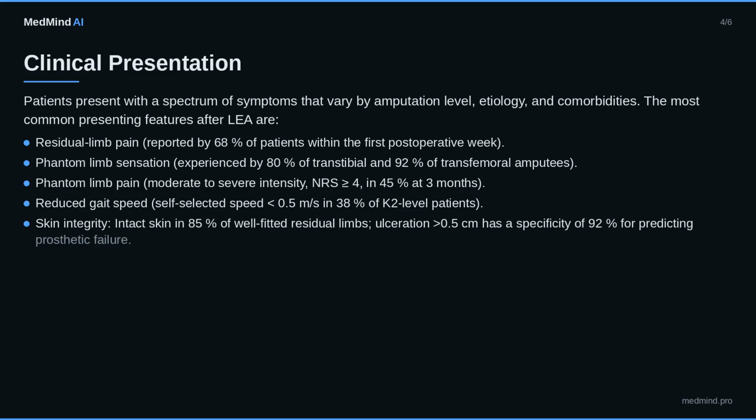Key points: residual limb pain, reported by 68% of patients within the first postoperative week. Phantom limb sensation, experienced by 80% of transtibial and 92% of transfemoral amputees. Phantom limb pain, moderate to severe intensity, NRS greater than or equal to 4, in 45% at 3 months. Reduced gait speed, self-selected speed less than 0.5 meters per second in 38% of K2 level patients.